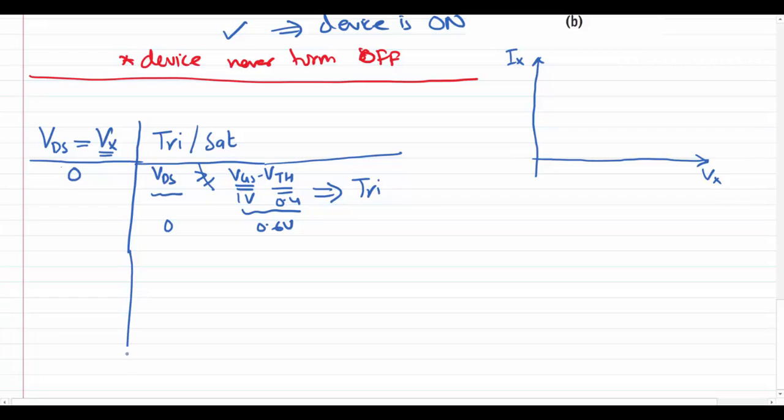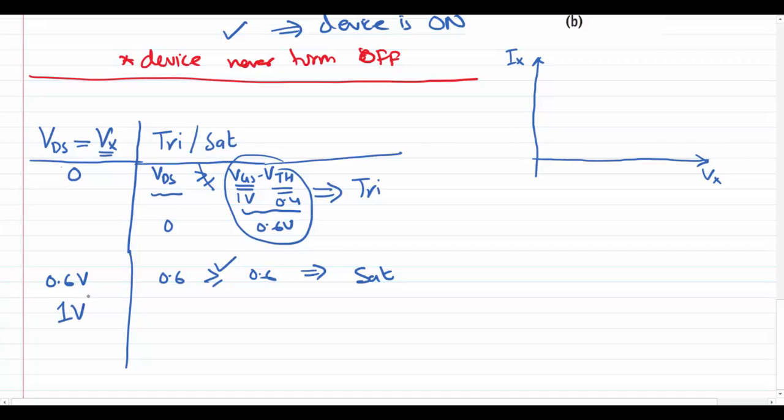Let's move on and try a value of Vx equal to 0.6 volts. If Vx is 0.6 volts, Vx is the same as Vds, we have 0.6 volts, and we always have 0.6 over here, so it's 0.6 volts. This equality holds true, so you can say that we are in the saturation region. Now let's try another voltage level of Vx. If Vx is 1 volt, we'll have 1 volt here, and we always have 0.6 volt here. This inequality is again true, so we are in the saturation region. So we can observe that.